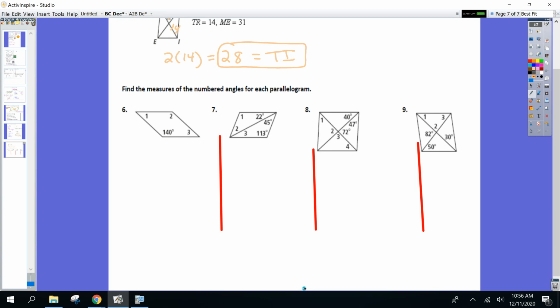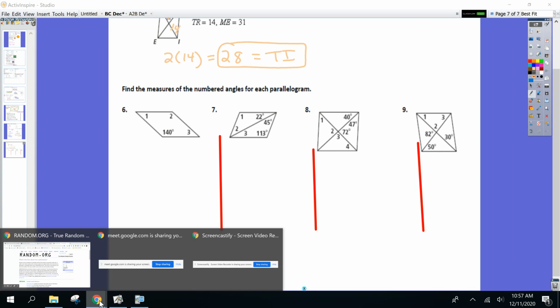And final thing, don't think you just have to use parallelogram properties. Use anything you know about geometry. Linear pairs are supplementary. Vertical angles are congruent. 180 degrees in every triangle. Use anything you want, just not parallelogram properties. All right, so let's do number 7 together. Find any angle you want. You tell me which angle you want to find first in number 7.